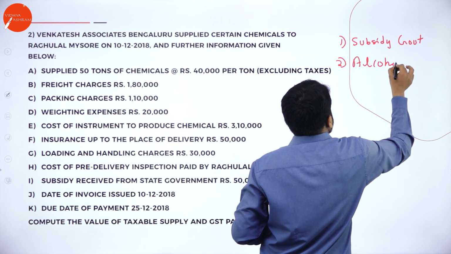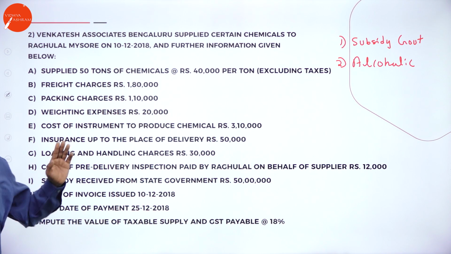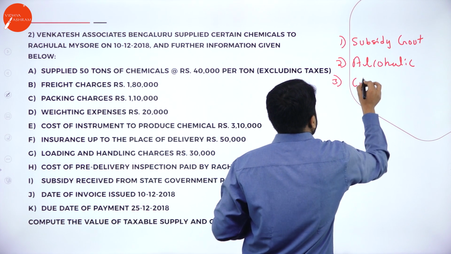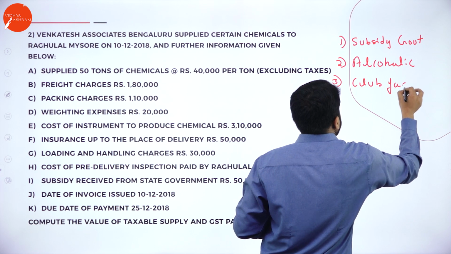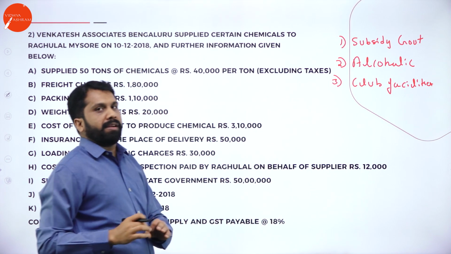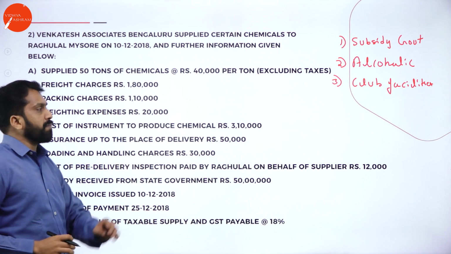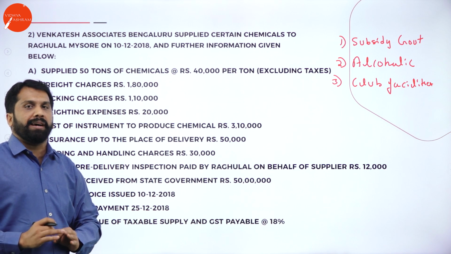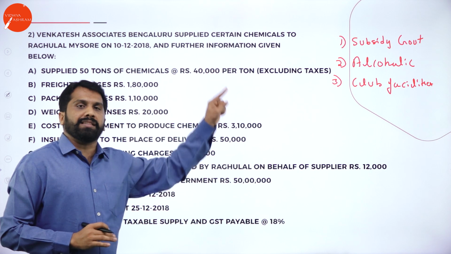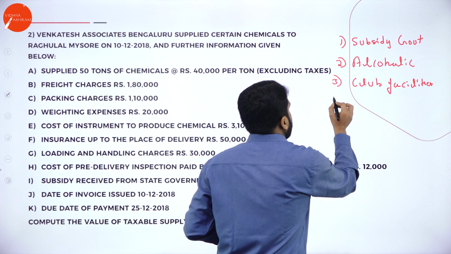What is the second one? Any alcoholic things are not part of your taxable supply. And the third one, club facilities. So again I am repeating, I am not going with the concept, I am giving you a shortcut for your examination. These things you have to remember in your mind. In the question paper, if you find these things, you have to ignore. Other than this, everything you have to consider.